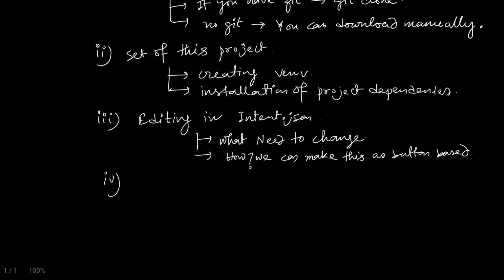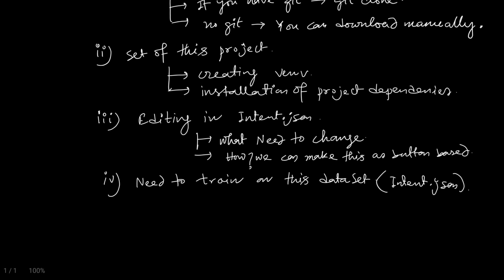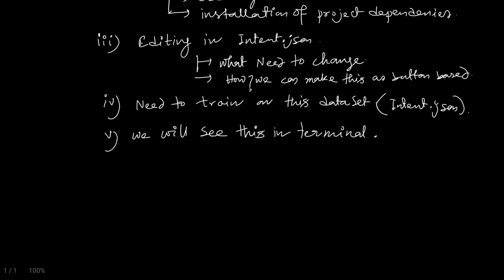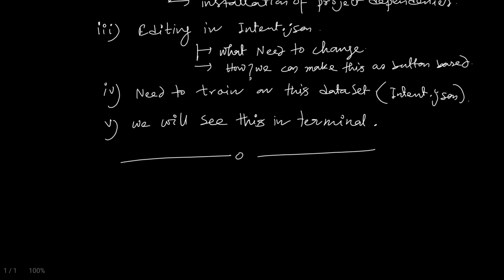Then, when we are editing intent.json, we need to train on this data set, that is intent.json. After training we will see this in the terminal. After this, this will not be the end of this project's development. You can make more on this.